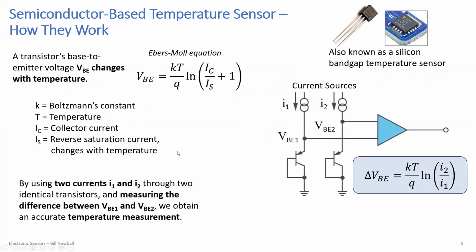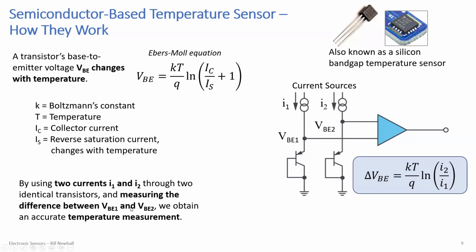And so what you can do is you can actually use two transistors, and you have these two currents, I1 and I2. So if you look on the right here, you can have two current sources that are controlling I1 and I2. And those are identical transistors. So they might be made during the same process on the same die for the same part. So those transistors are as identical as they can be.